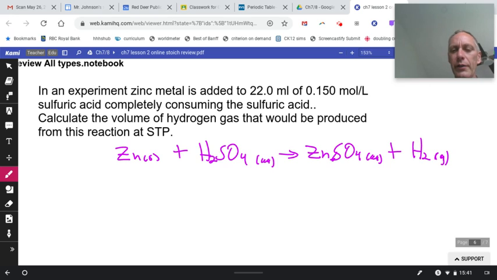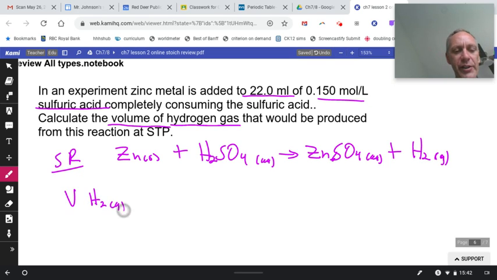Okay, so we need to balance it, 2 hydrogen, 2 hydrogen. Oh, it's balanced. Wow, okay, that was easy. All right, so that was a single replacement. And now what are we looking for? What have we got here? We have a volume and concentration of H2SO4. So there's where we get our moles from. And we're looking for the volume of H2 gas.